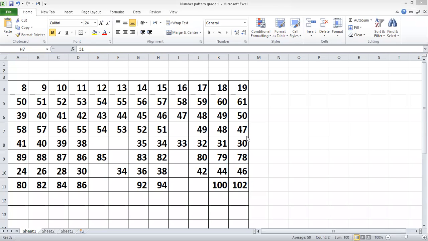50. Very good. The number that will come after 51 is 50. Why 50? Because in the pattern, we are subtracting one. We are counting back in ones. So when we count back in ones, 51 minus 1 is equal to 50. So this is the answer.